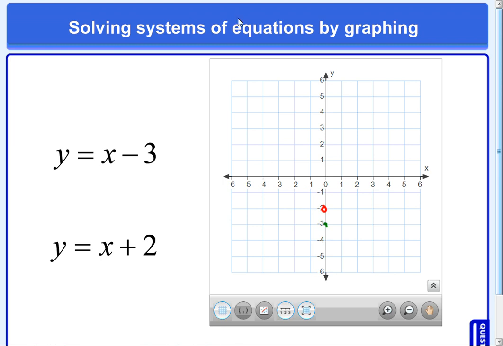Are you getting it? Good. And tomorrow we'll talk about algebraic ways to do this instead of graphing. Do you like the graphing? No.